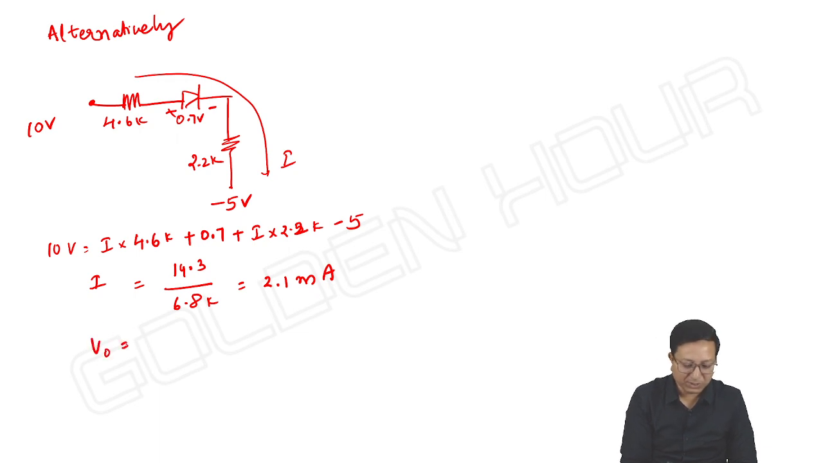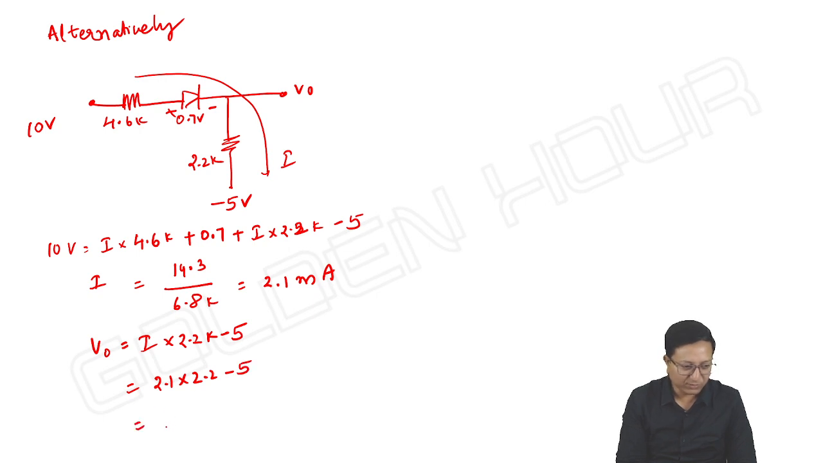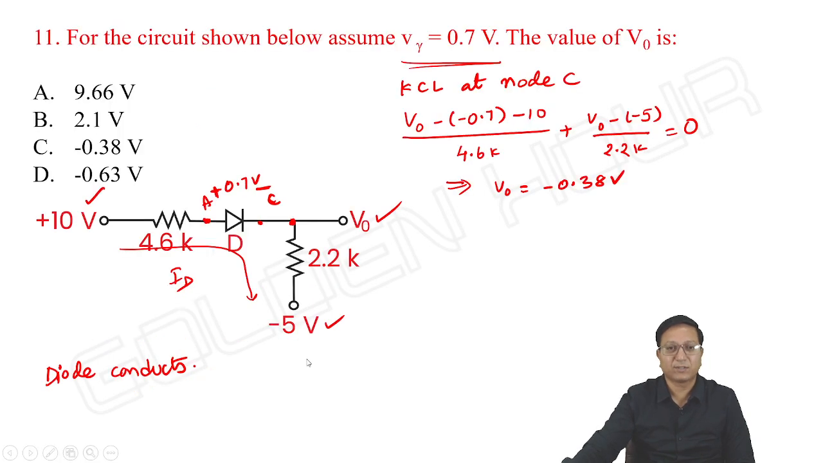And what about V output? V output means this is V output, I into 2.2K minus 5. It's a bit lengthy procedure, no? We can understand 2.1 into 2.2 minus 5, and it is found to be 0.38 volts with negative sign. Okay, that's it. It is a bit lengthy procedure. Instead of this, just with nodal analysis, we can write the answer this way.